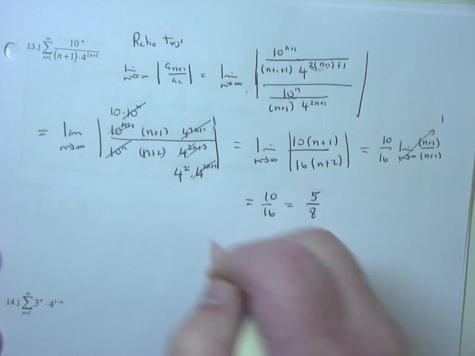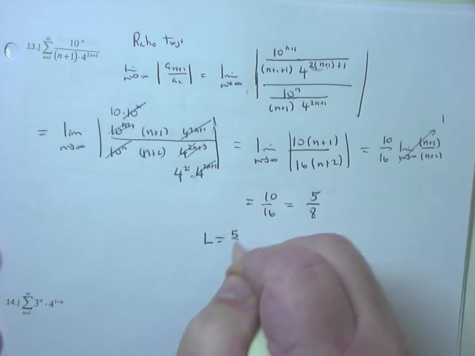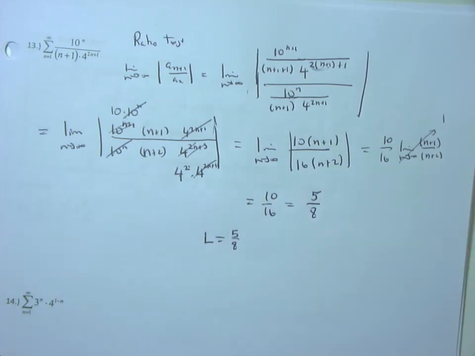5/8, and that is your L value. L equals 5/8. Now let's do the ratio test. Ratio test says this, things you've got to have memorized. When L is less than 1, the series is going to converge. And if it was an alternating series, it would have been absolutely convergent. If L is greater than 1, the series is going to diverge, and L equals 1. Shame on you. You should have tried another test.